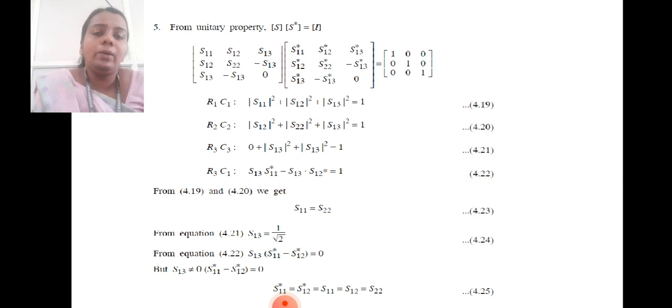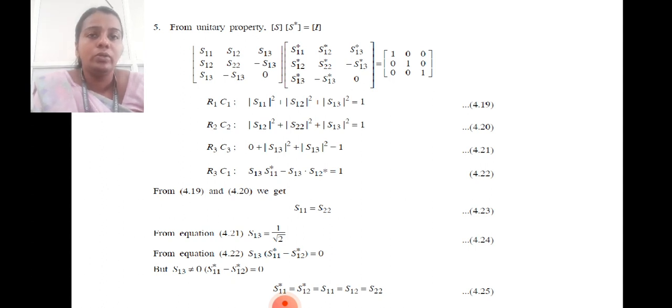By applying the unitary property, that is S into the conjugate of S equals the identity matrix, for the 3 cross 3 matrix we write S from the previous equation, next the conjugate of S, and next the identity matrix. Using this, we multiply the rows and columns. First, we multiply row 1 and column 1. So we get modulus of S11 the whole square plus modulus of S12 the whole square plus modulus of S13 the whole square is equal to 0.